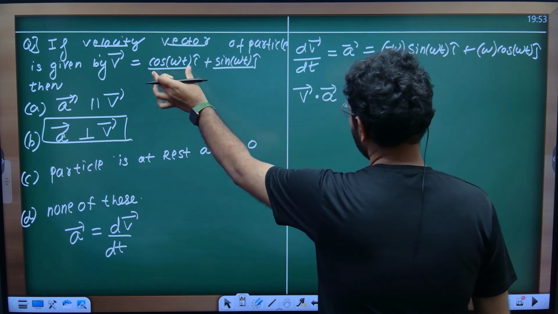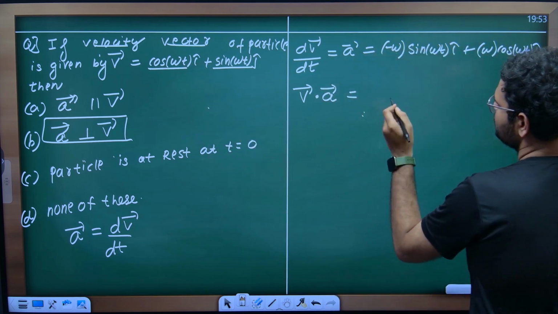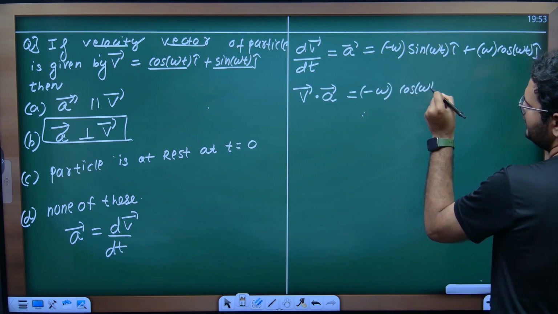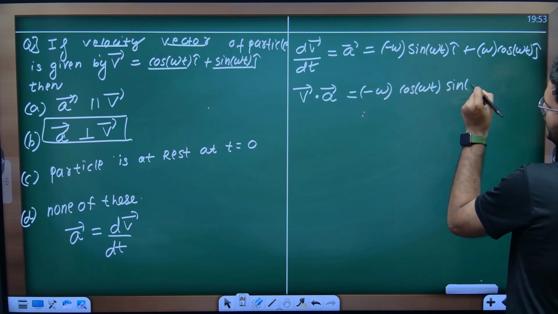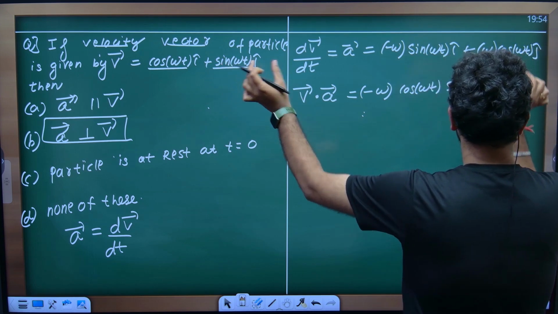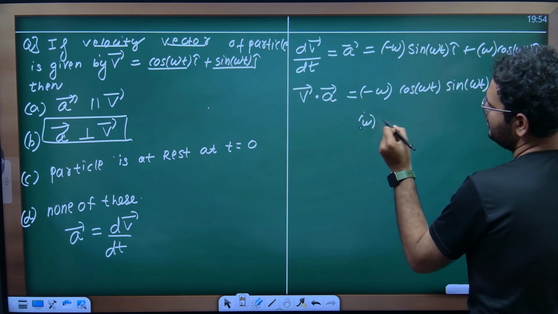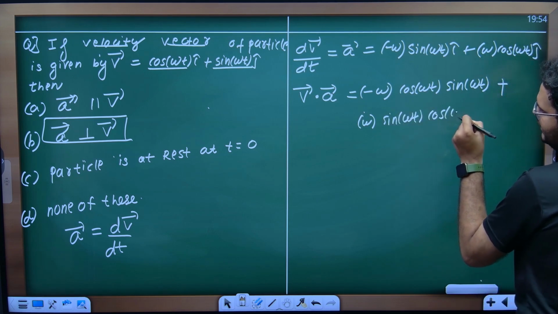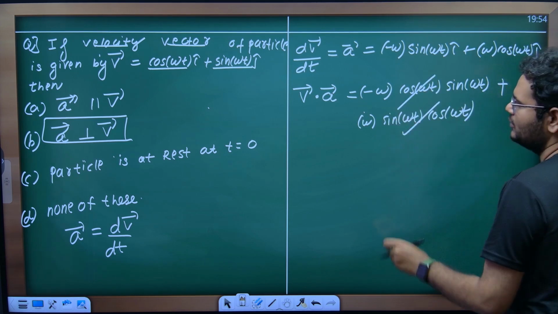Dot product, if I do, cos into sine will come, and minus omega will be as it is. Minus omega cos omega t sine omega t. Okay. Again plus, here what will come? Sine into cos. Omega again sine and cos. They are cancelling out, sir, and this is 0.